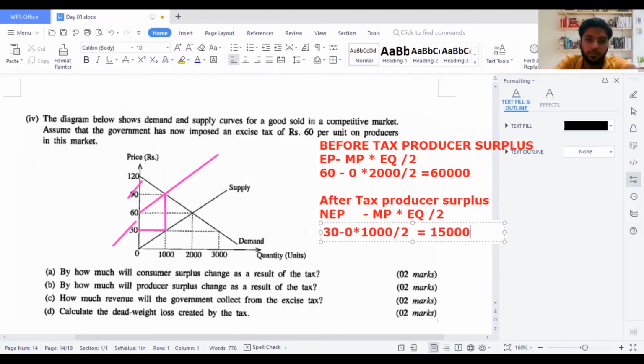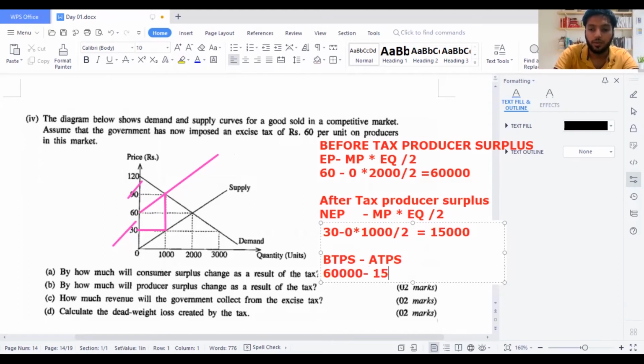Now in this 15,000, you need to know the difference between the before-tax producer surplus and after-tax producer surplus. I will take the before-tax producer surplus and deduct the after-tax producer surplus. So before-tax producer surplus was 60,000. After-tax producer surplus was 15,000. So you're losing actually 45,000 producer surplus, lost producer surplus. You can explain this because of the tax, it has been lost. So the change as a result of tax is 45,000. If you write 45,000 also, it's correct.